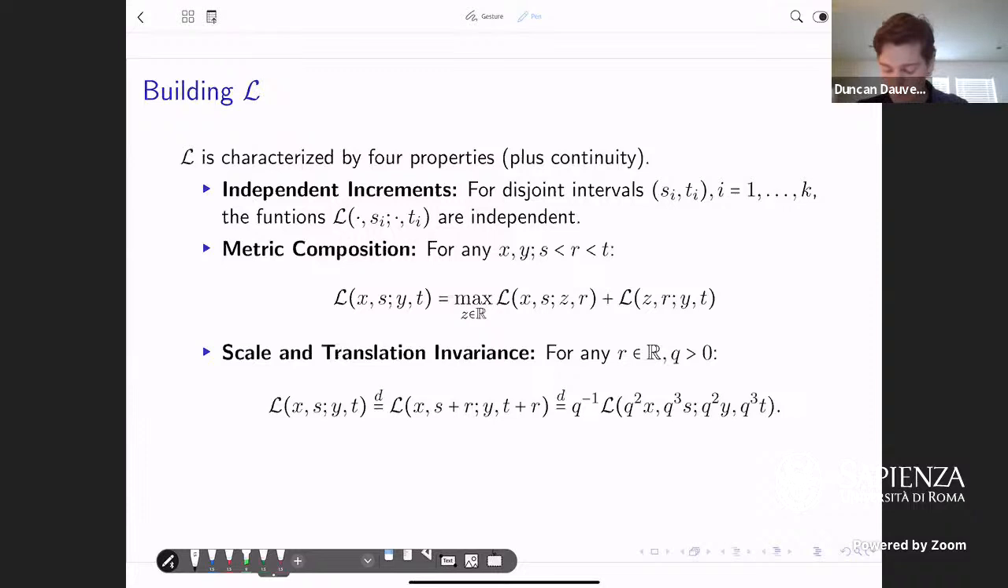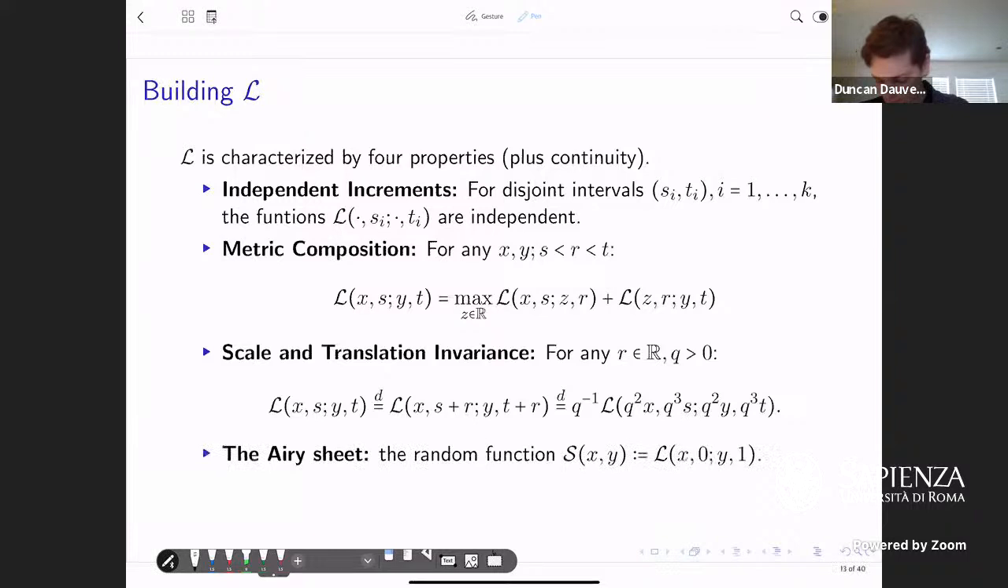And we can reduce this even further by using a scale and translation invariance of this object. So L satisfies this 1-2-3 scaling invariance. This is built in because it's a scaling limit. It also satisfies a translation invariance. So if we shift the time slices, if we shift the times up by the same amount, then nothing changes. So this just corresponds to recentering your collection of Brownian motions. And so this tells you that if you want to go from time A to time B, this is just a rescaling of going from time zero to time one.